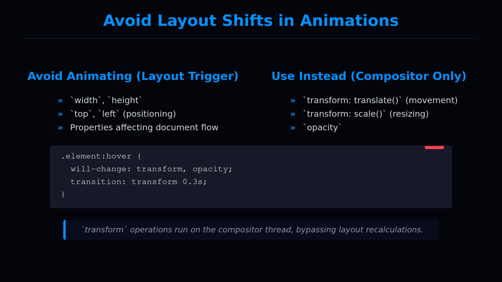The browser handles "transform" operations on the compositor thread. This bypasses the layout and paint stages entirely. The result is smoother, non-shifting animations. Use the "will-change" CSS property judiciously. This hints to the browser which properties will be animated soon. This allows for early layer promotion, but overuse can degrade performance.